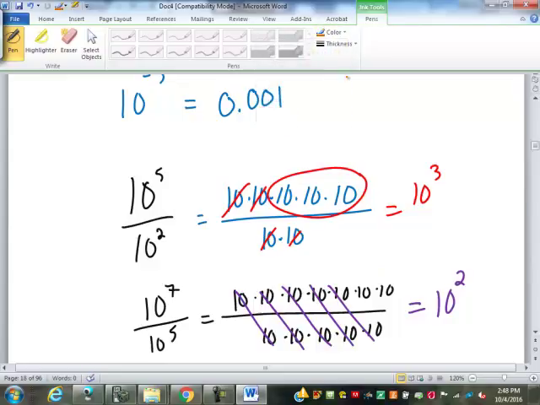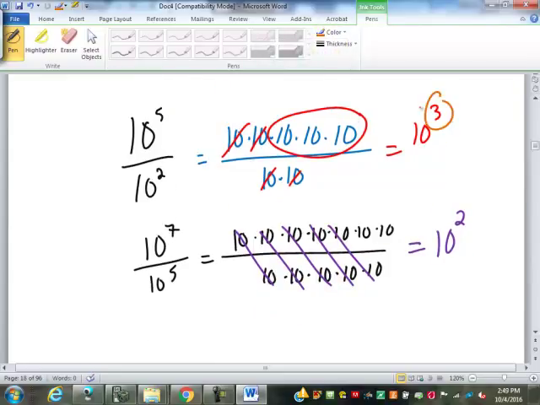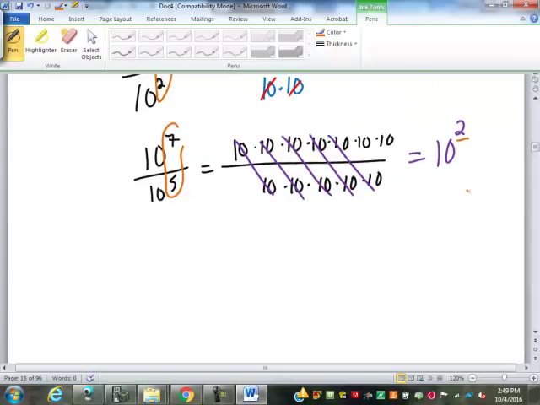Obviously, you found the shortcut. What's the shortcut for finding this power here? Subtract. 5 minus 2 makes 3. 7 minus 5 makes 2. So, what if I had 10 to the 18th divided by 10 to the 11th? 10 to the 7th. 18 minus 11 is 7.